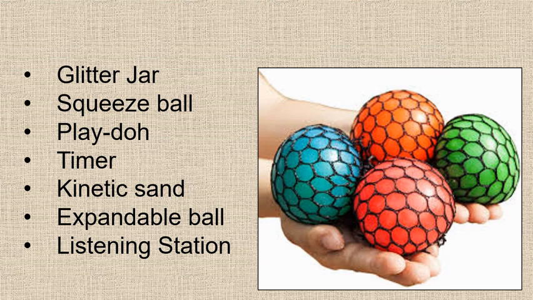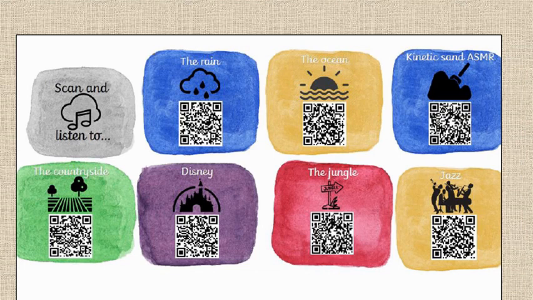A calm corner is not complete without the physical, tactile tools that children can use to help themselves regulate their emotions. These might include a glitter jar, squeeze ball, Play-Doh, a timer, kinetic sand, or expandable balls. Here are some QR codes which allow access to various sound files. You can use these to support in your calm corner.